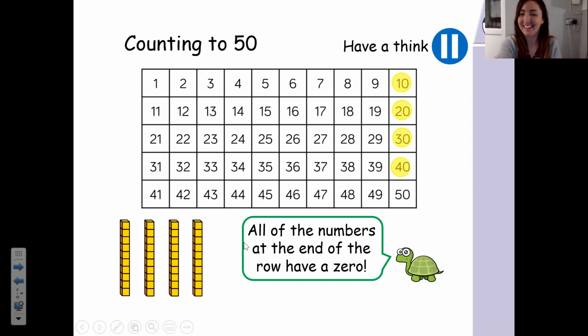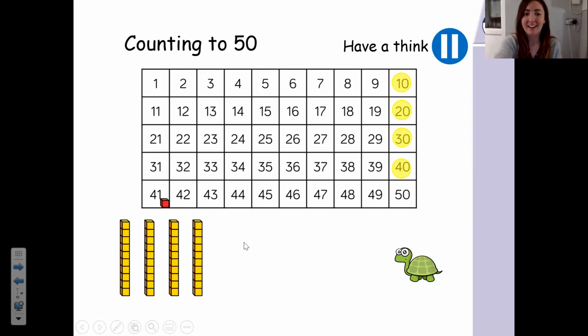Oh, so our little tortoise friend here is saying all of the numbers at the end of the row have a 0. Did you notice that too? Let's keep counting on from 40, 41, 42, 43, 44, 45, 46, 47, 48, 49, 50.